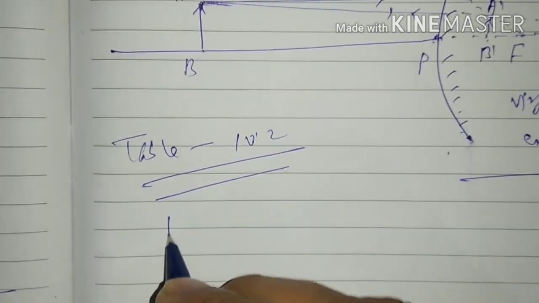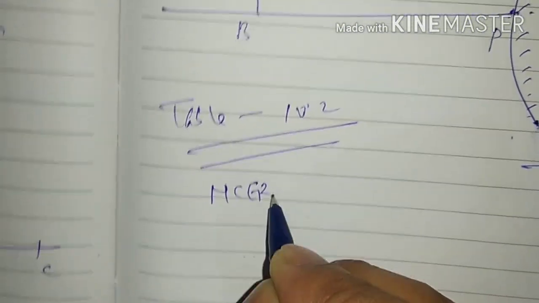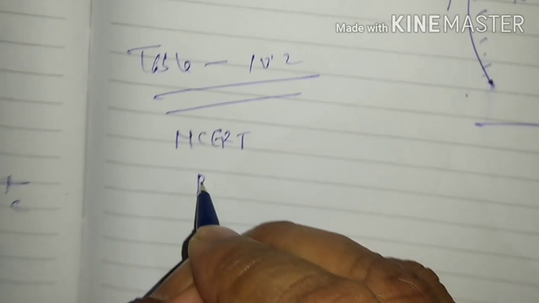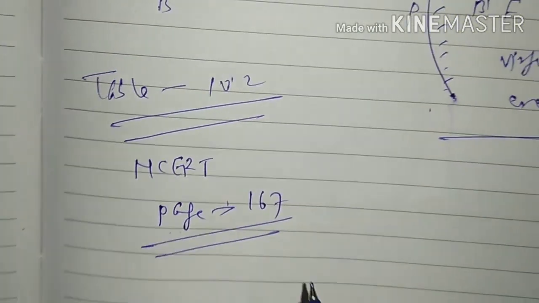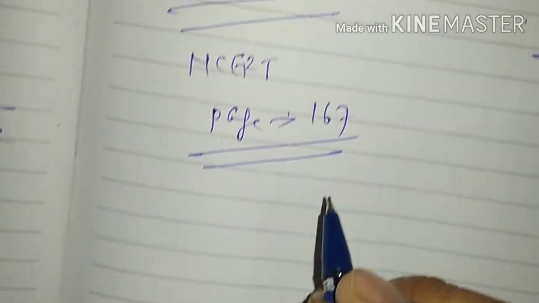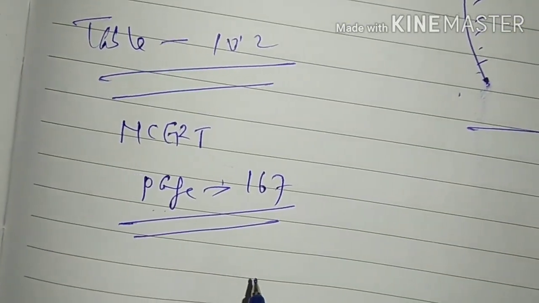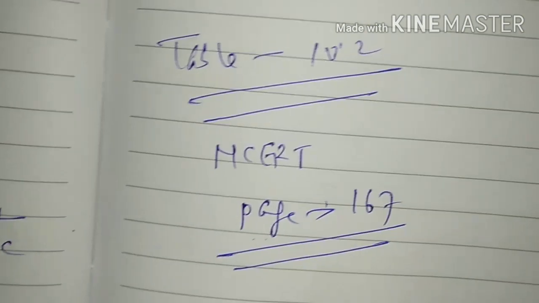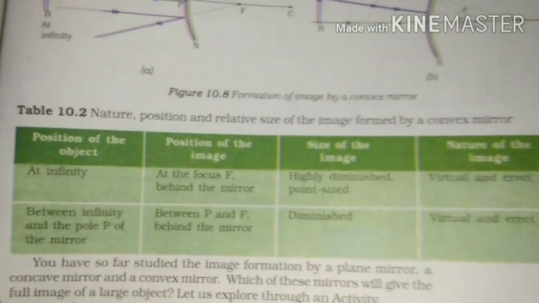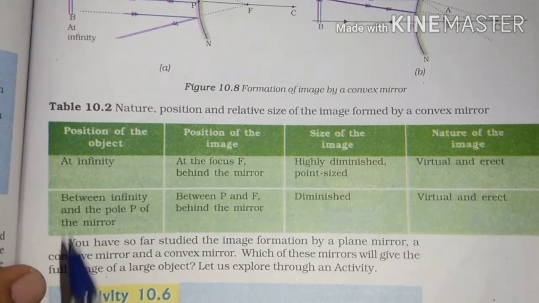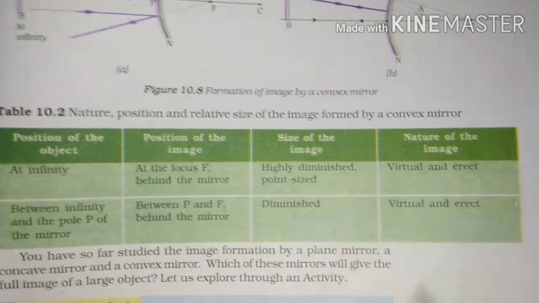table 10.2 of NCERT, page 167, for your better reference. Suppose you do not have the original book available at present, then I am giving you the information through our videos about where the synopsis is given.